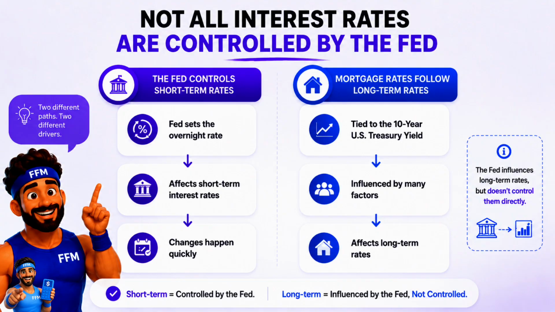The Fed controls short-term interest rates, the overnight rate banks charge each other. Mortgage rates, on the other hand, are mostly tied to longer-term rates, specifically the yield on the 10-year US Treasury bond, which is influenced by the Fed but not directly controlled by them. Which is why, when the Fed cut rates in late 2025, mortgage rates didn't fall proportionately. The market had already priced in the cuts before they happened, and then other factors pushed longer-term rates back up.